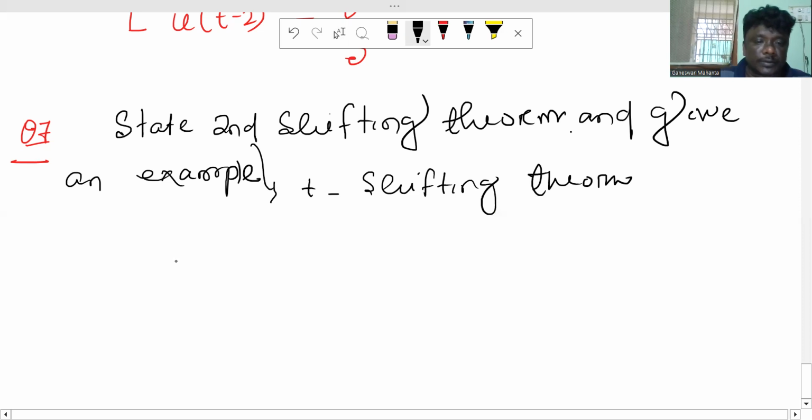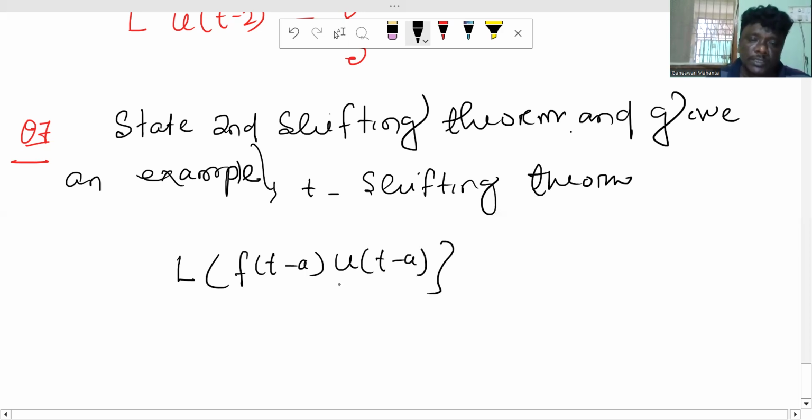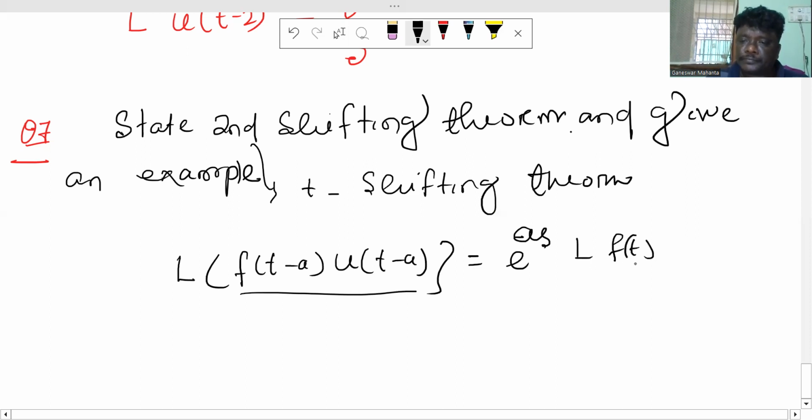What is the mathematical model? If f is shifted to t minus a and its unit step function is also shifted to t minus a, then when we calculate the Laplace of this product, it will be e to the power minus as into Laplace of f of t. This is the second shifting theorem.